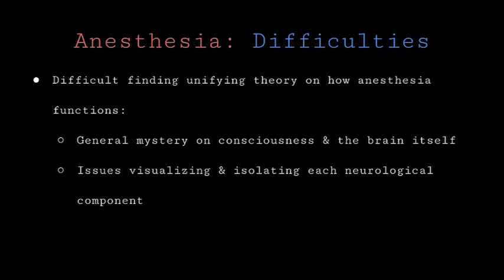It has been difficult to find a unifying theory on how anesthesia functions due to the general mystery encompassing consciousness and the brain itself. There are obvious issues involved in visualizing and isolating each neurological component. However, through anesthesia research and EEG scans, we have begun to uncover specific components of the brain that work together to produce the state of consciousness.